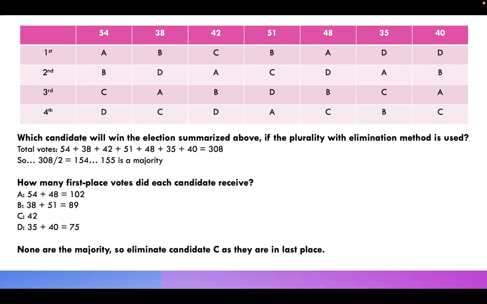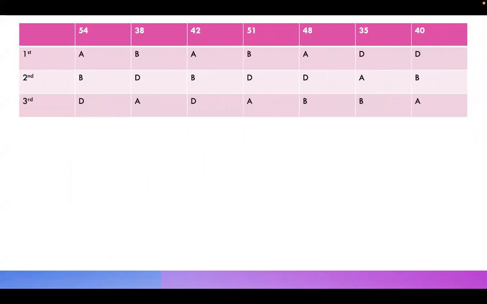Now that means in our table, everywhere we see a C, we're going to erase it and then the letters move up. Okay, so like in the column labeled 42, where C is the first place vote, the other 3 will move up, so A will become the first place vote. Okay, so we have our new table eliminating C. So now we're only looking at candidates A, B, and D. So we still need 155 votes for a majority.